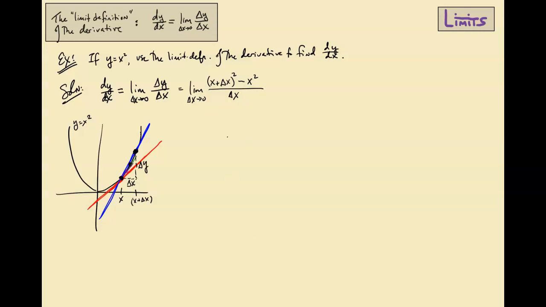As you might guess, we're going to expand this stuff algebraically so that all this stuff becomes the limit as delta x goes to 0. Don't forget to keep bringing that down until we actually take the limit at the end.